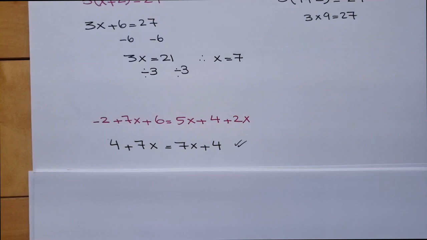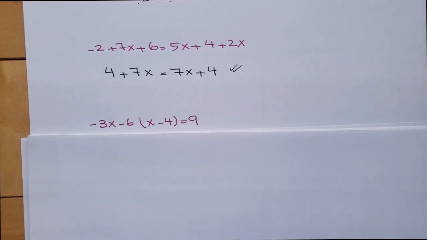Okay, now after simplification, something really interesting came up. 4 plus 7x on one side is 7x plus 4 on the other side, which means that you can consider x to be any number. Whatever number you pick for x will satisfy both sides of the equation. So your answer set is an infinite amount of numbers.